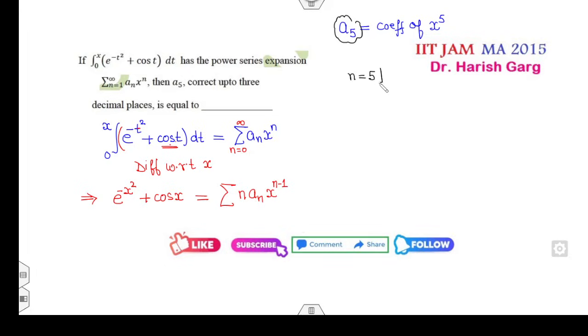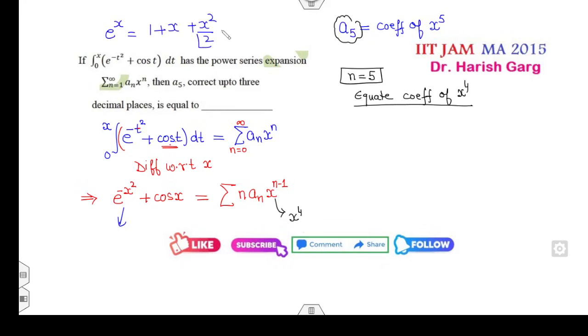Fine. Once you substitute n is equal to 5, what does this term become? x raised to power 4. Fine. So that means I can equate the coefficient of x raised to power 4 on both sides. Now, x4 will come from where? Expand the e of x series: 1 plus x square by 2 factorial and so on, and you can see it's x square, so this will make x4. Fine. So the left hand side is 1 over 2 factorial.